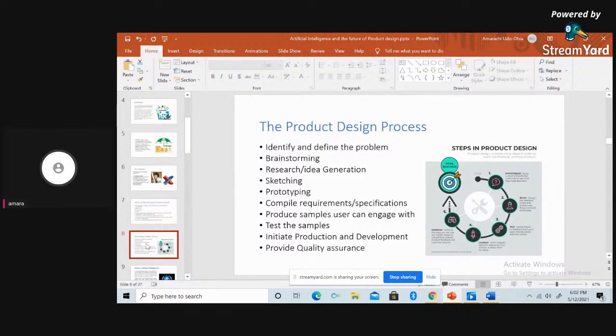Compiling requirements and specifications here is just determining what will be required in the process of the design. After that, you move on to produce samples that users can engage with. Why? You want to get their input to know how good your idea, your prototype, is. Is this something that looks good on paper, but when it is presented to the ideal user, there is a problem? Then you know that you just have to go back to your ideas and try something else. Okay. So after that, you test your samples, initiate production and development, and there has to be quality assurance here. There always has to be testing to see if this is good or not good.